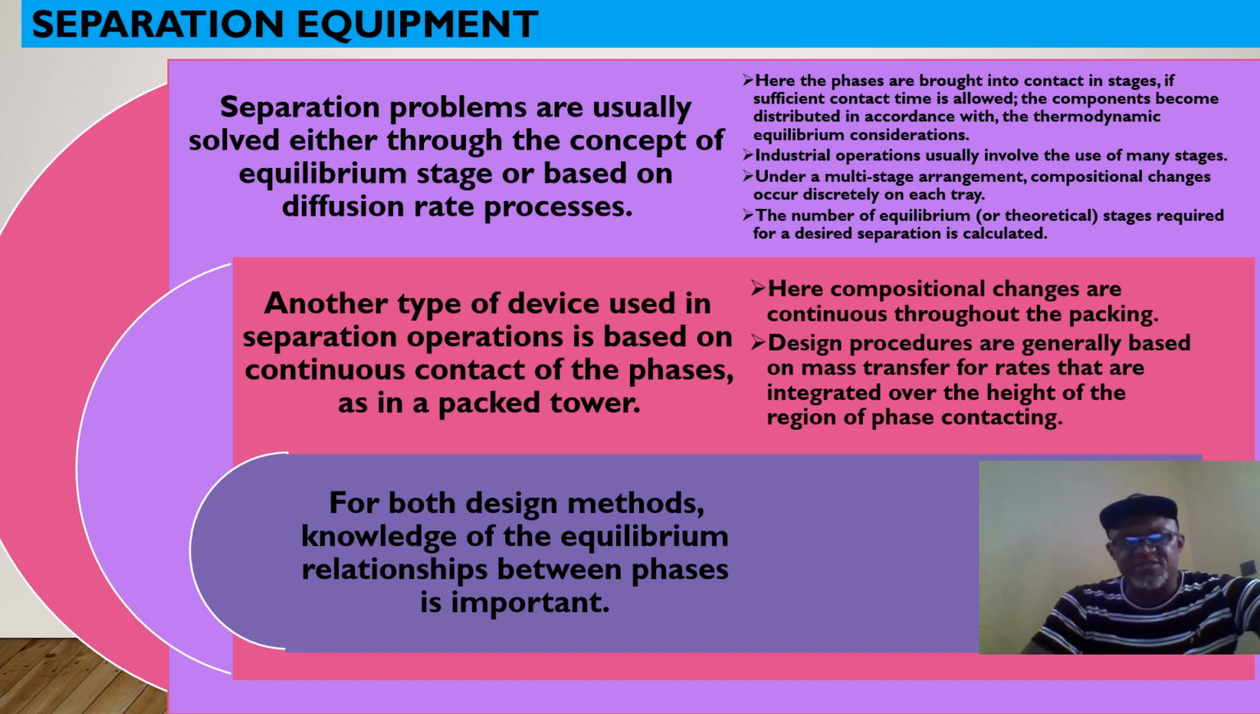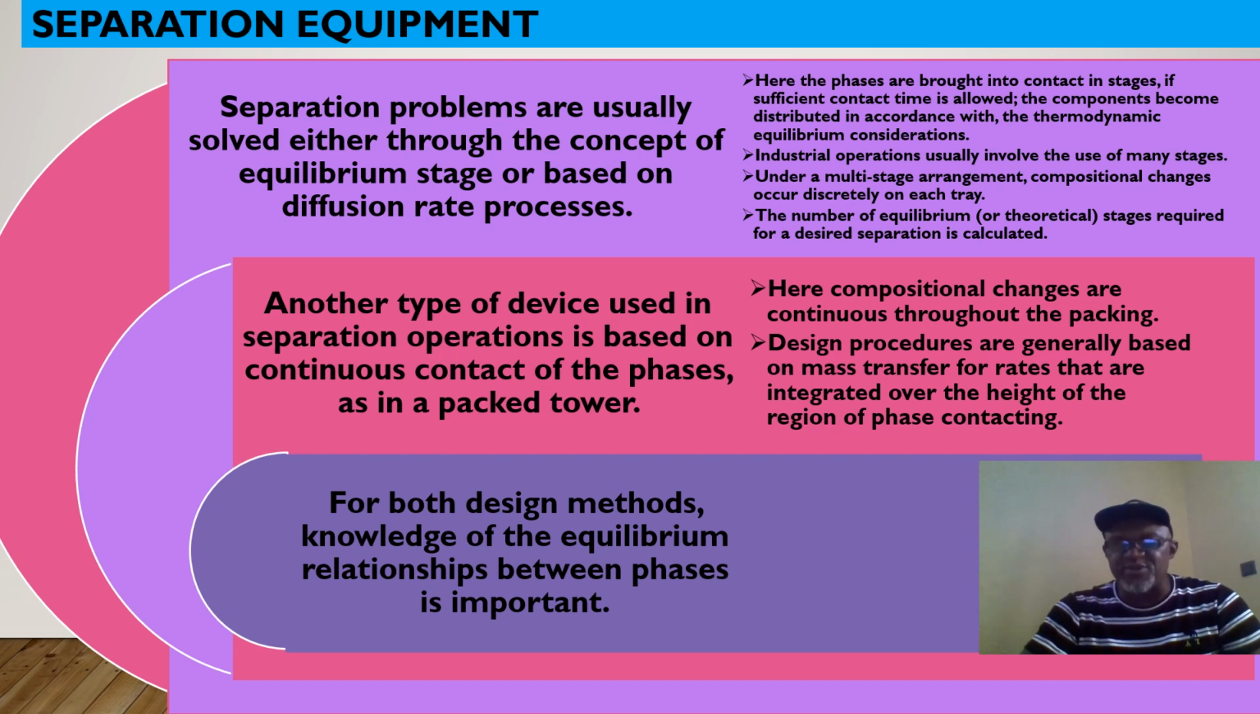Now, selection of this separation to solve these problems usually uses the concept of equilibrium stage or is based on diffusion rate processes. So you see, we're talking about two streams. That means there must be movement from one phase to the other. Mass transfer, heat transfer. So it's based on diffusion processes, what we call transport phenomena.